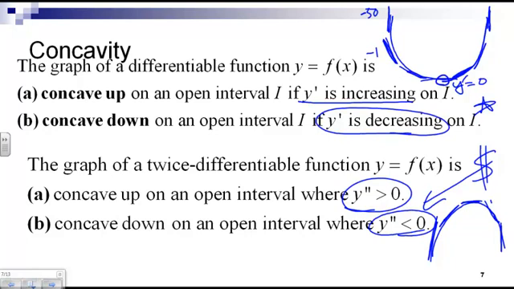So, concave up: y prime increasing, which is another way of saying y double prime positive. Concave down: y prime decreasing, which is another way of saying y double prime is negative. Okay, all of those words are great, but I have a picture to summarize it all.